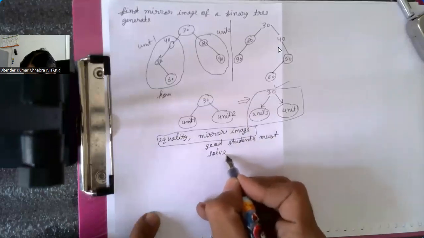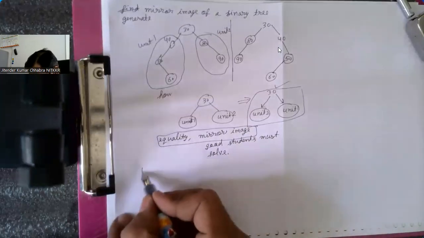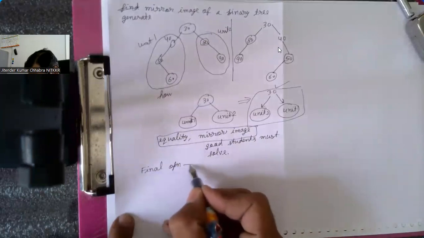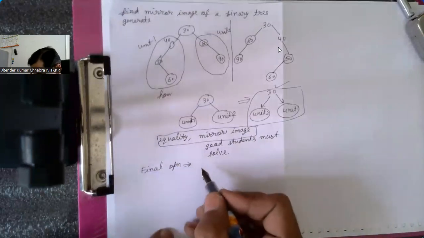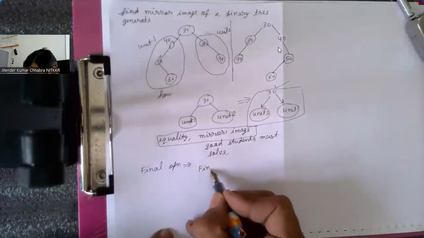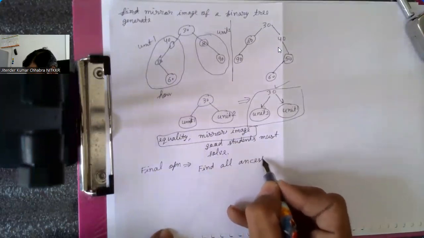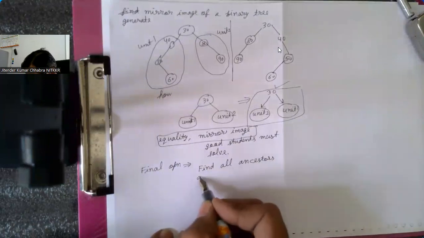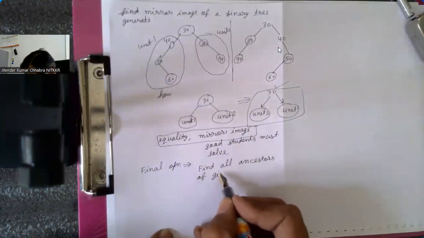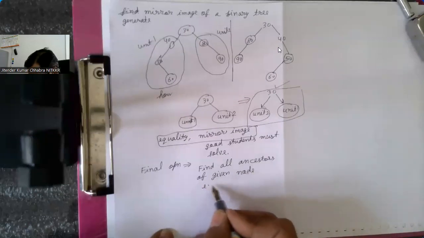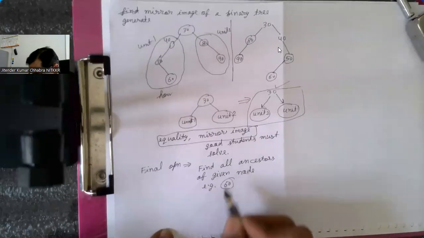Just winding up towards the end now, the final operation. Again, not difficult, but you have not thought about it. I say find all ancestors of a given node. For example, I say I have given you 60.